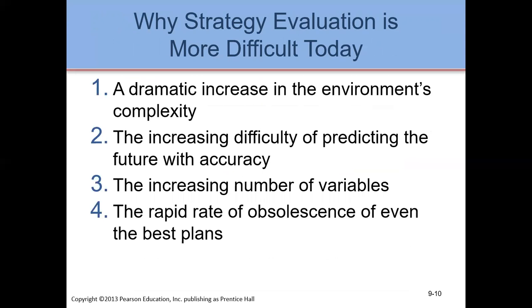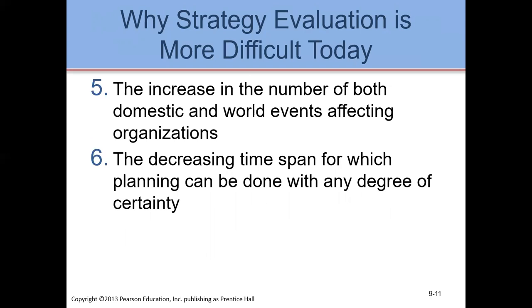Now let's look at why strategy evaluation is more difficult today. There are certain reasons for this happening. Number one, a dramatic increase in the environment's complexity. Number two, the increasing difficulty of predicting the future with accuracy. Number three, the increasing number of variables. Number four, the rapid rate of obsolescence of even the best plans. The fifth reason is the increase in the number of both domestic and world events affecting organizations. And the sixth reason, identified by Fred David, is the decreasing time span for which planning can be done with any degree of certainty.